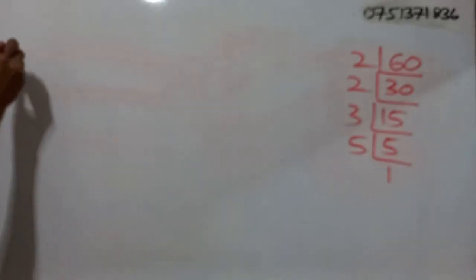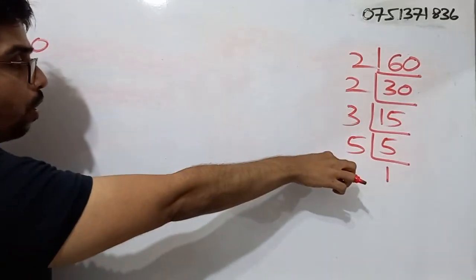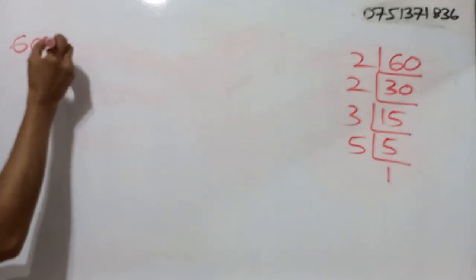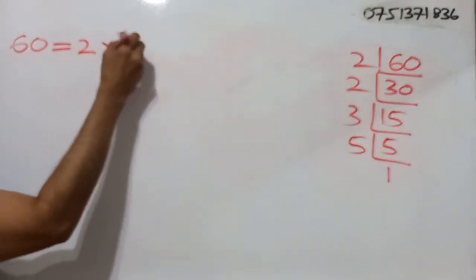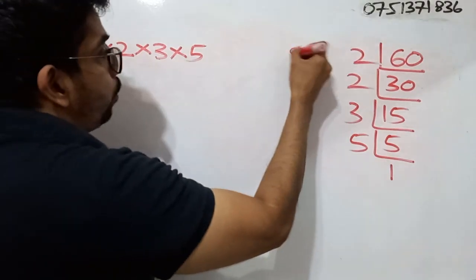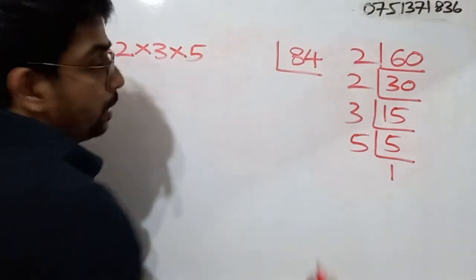Right. So now I am going to take the number 60 and write down all of these prime factors as a product. So 60 is equal to what? 2 into 2 into 3 into 5. Now I am going to take the number 84 and repeat the same process.